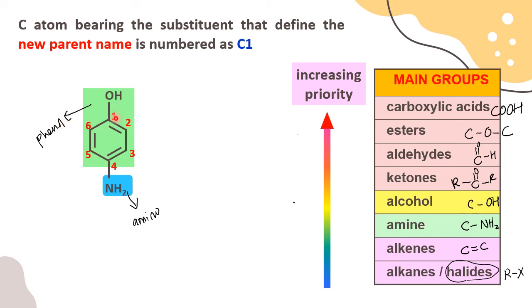And then 1, 2, 3, 4. So we have a combination of 1 and 4, so we have a para substituent. Let me erase this first. The name will be 4-aminophenol or para-aminophenol. Like I mentioned before, here our NH2 as a substituent, we call it amino.